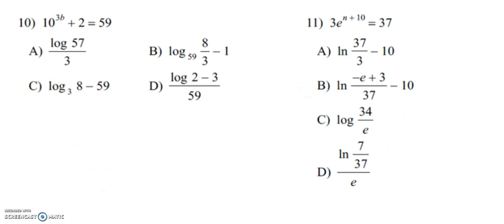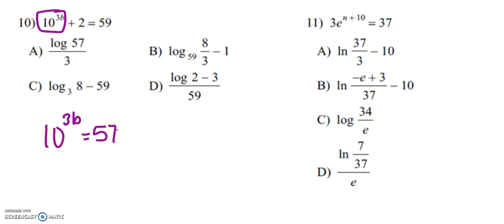All right, so that was one way of solving exponentials when we had a perfect exponential expression equal to a value. Here we're just going to have an extra step before we can get to that exponential part. So I want to isolate the exponential, which means I need to subtract this too. So I've got 10 to the 3b equals 57.